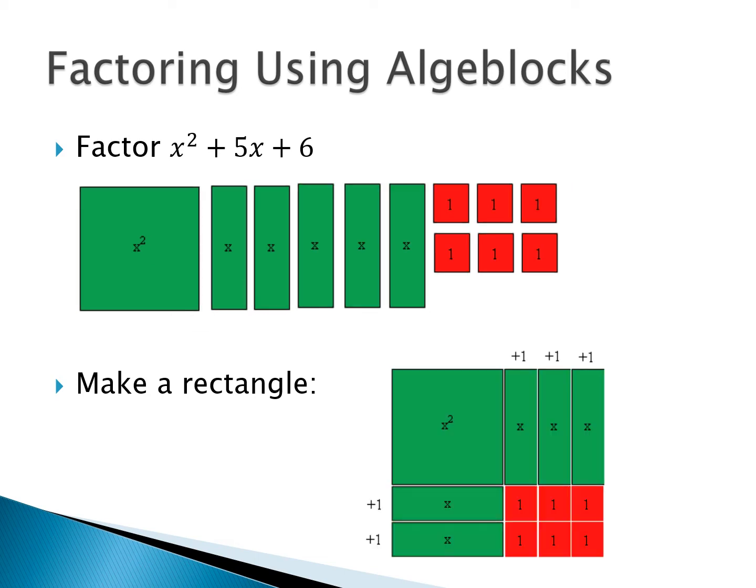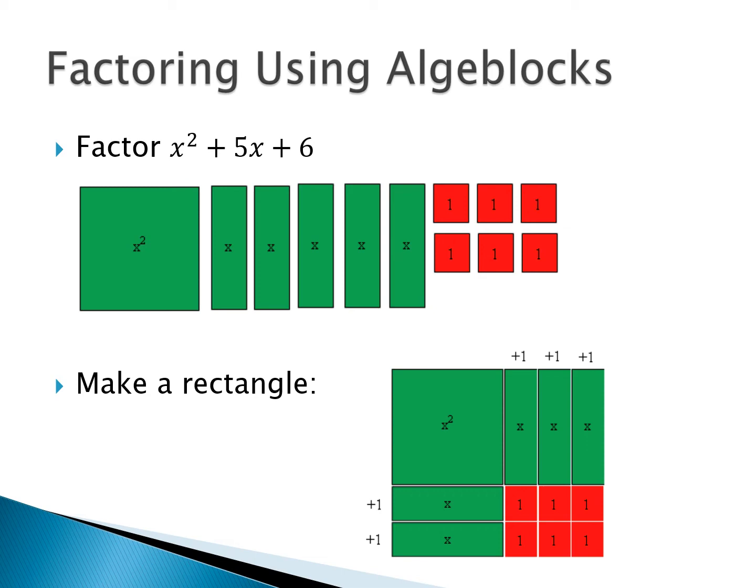So here we have the x squared, and we had 5 x's, so I kind of made them into a rectangle on the side, and what worked out nicely is my 1's I could fill in, and I've got a full rectangle. I don't have any odd things sticking out or anything not included.